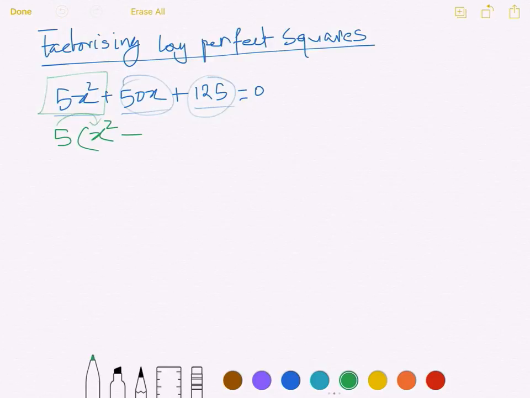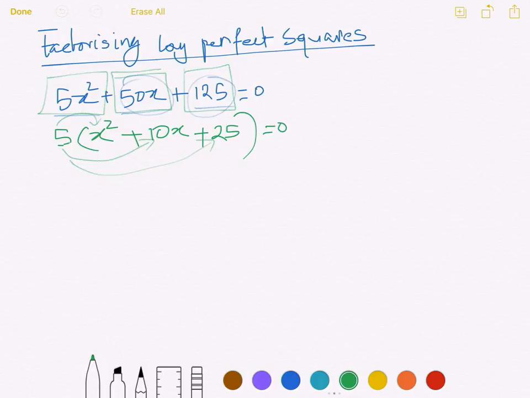Next, what we have is 10x, and the reason behind that is 5 times 10x would give us our 50x, which is the second term. And finally, we will have 25, because 5 times 25 will give us the 125, which is our last term of this expression, and all of this equals 0.